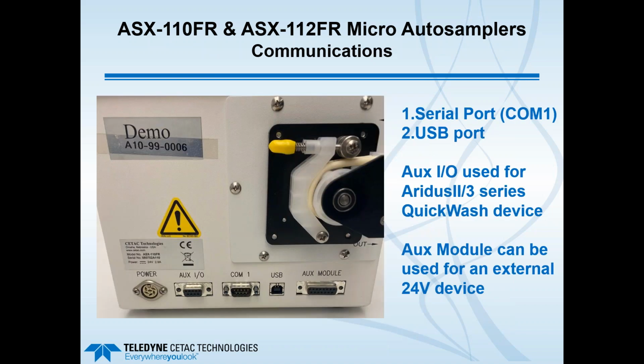Communications to either the ASX110 or 112 is through either RS-232 via a serial port or a USB port. So the serial port would be denoted as COM1 and USB as USB. There is an auxiliary I/O port that can be used for the Aridus II series devices if you use something called the Quick Wash Fast Washout accessory, and that's what the AUX I/O port is used for.